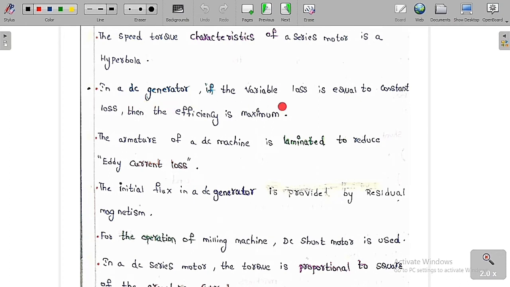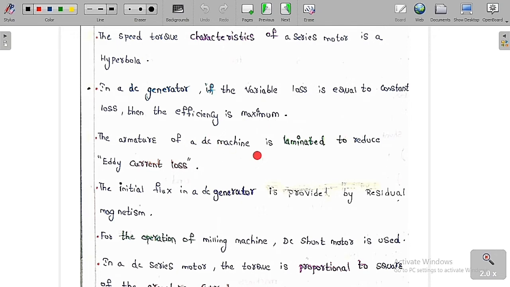In a DC generator, if the variable loss is equal to constant loss, then efficiency is maximum. In a DC machine, the maximum efficiency is going to occur only whenever the constant loss is equal to variable loss. So the condition at maximum efficiency is that the variable loss must be equal to the constant loss.